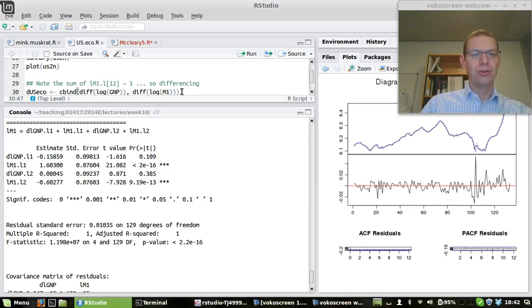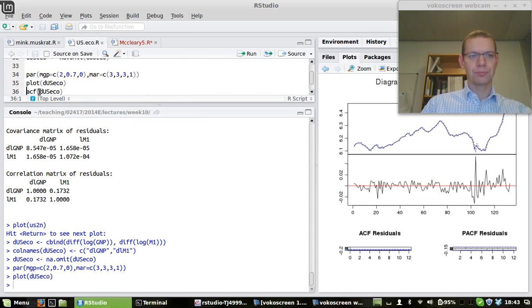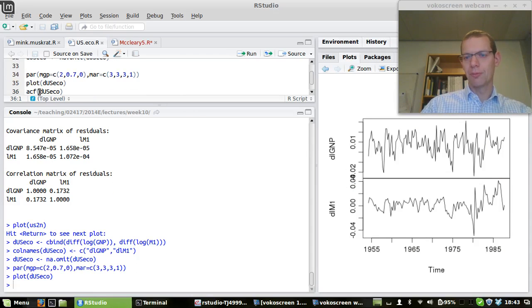So we'll create a new USecon, do NA omit, and plot the data. Now we look at it. The GNP data looks fairly nice, but the money data looks stationary, but then it seems like something happens around 1980. This will probably cause us some troubles, but we will revert to that.